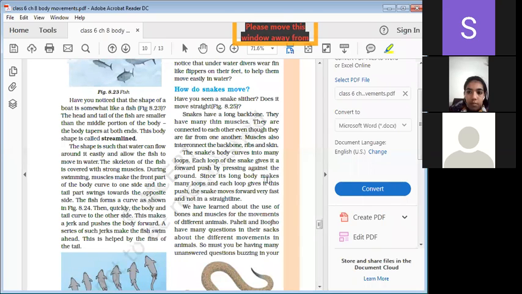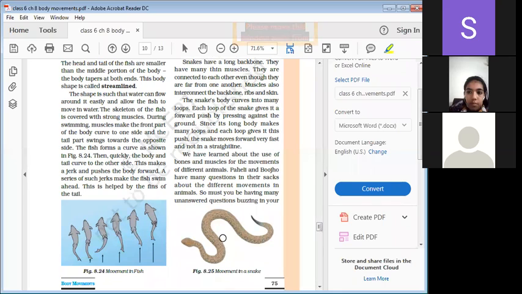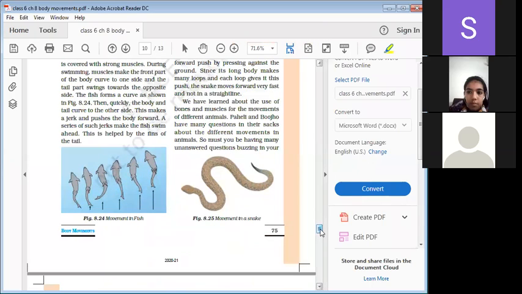सिंस इट्स लॉन्ग बॉडी मेक्स मेनी लूप्स एंड ईच लूप गिव्स इट अ फॉरवर्ड पुश, एक लूप बनता है वो इसको आगे की तरफ धक्का देता है, फिर ऐसे ही उसको फॉरवर्ड पुश मिलता जाता है. जो लूप्स है ना, दे विल हेल्प द स्नेक टू मूव.